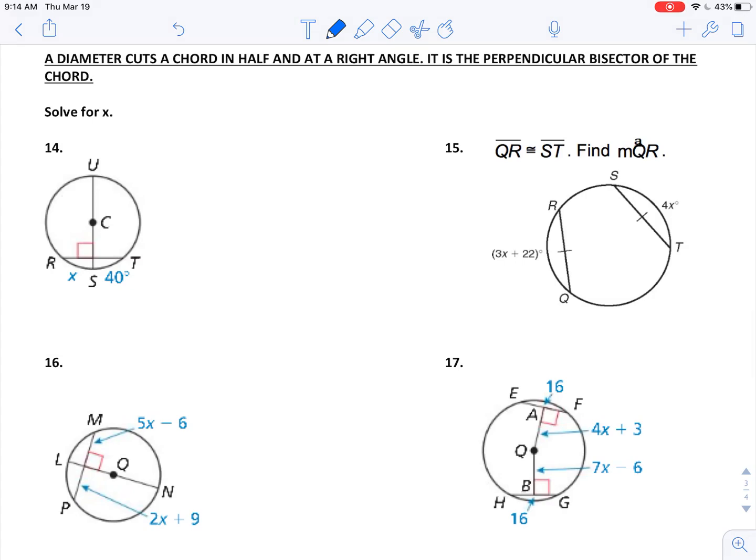All right, now let's look at this last one here. Anytime I've got that diameter, like US, cutting a chord in half, anytime it cuts a chord in half, it must be a right angle, or anytime it's at a right angle, it must cut the chord in half. So if this is 40, then what's the other part? Well, it's the diameter. It's at a right angle, so it must have cut it in half. So X must be 40.